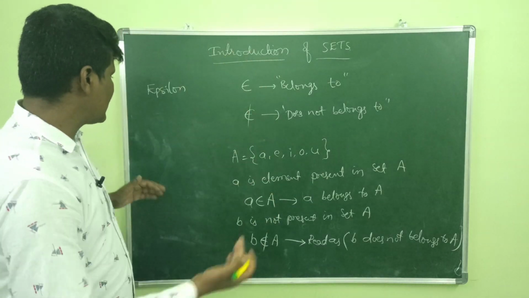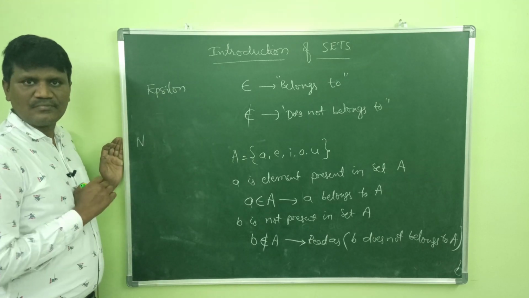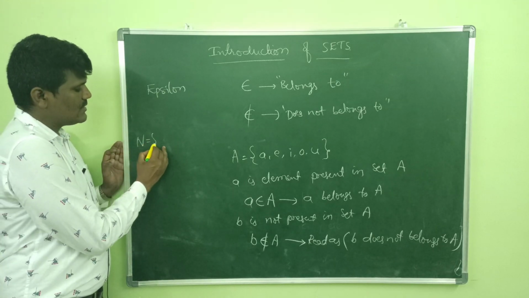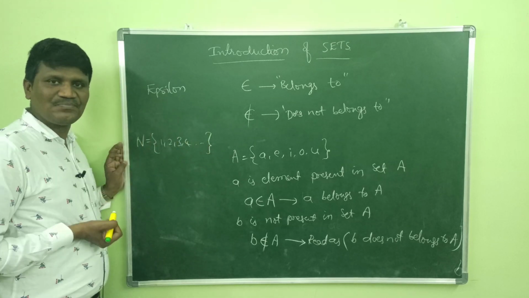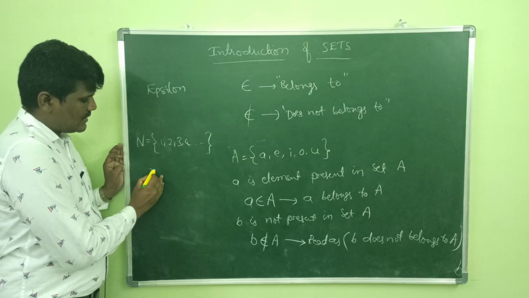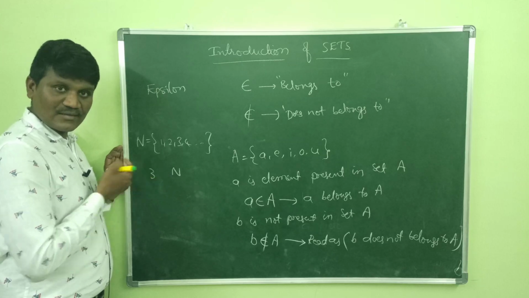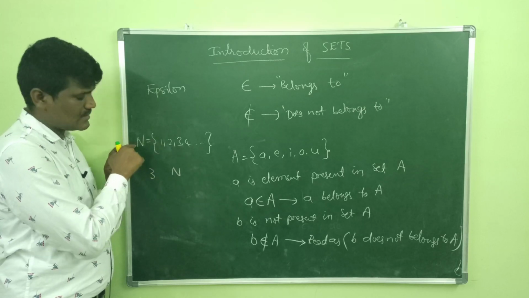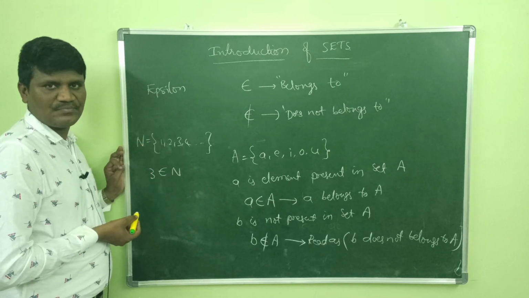Suppose we are having the sets like this. We know the natural number set. What is the natural number set? N is equal to {1, 2, 3, 4, and so on}. This is the natural number set. So from this, suppose whether 3 belongs to the set or does not belong to the set. Whether 3 is present in the set N or not. It is present, so I will write 3 belongs to N.